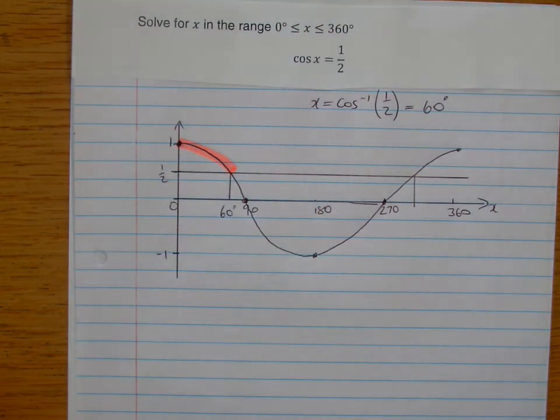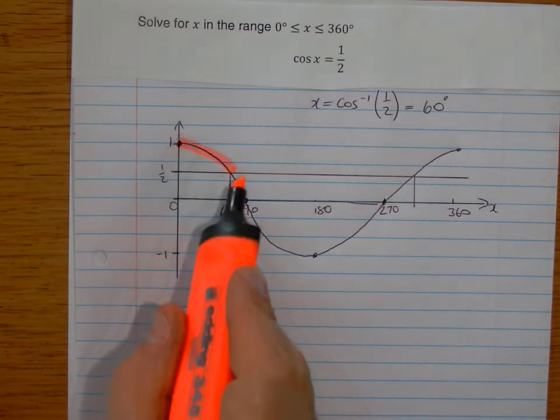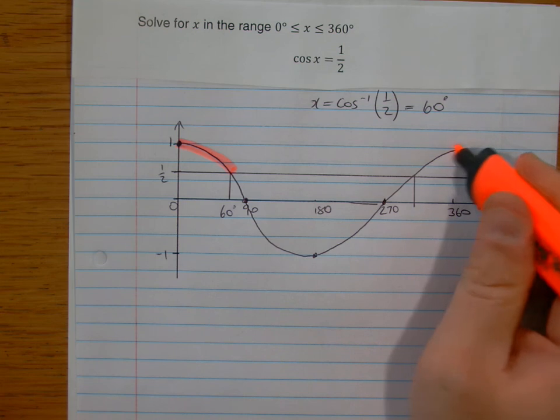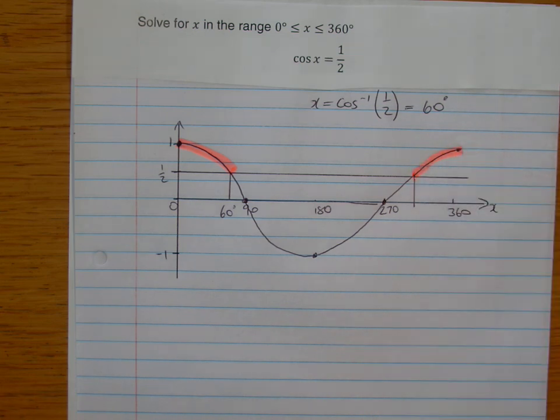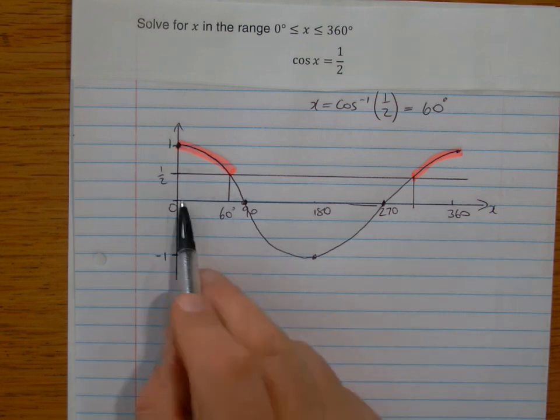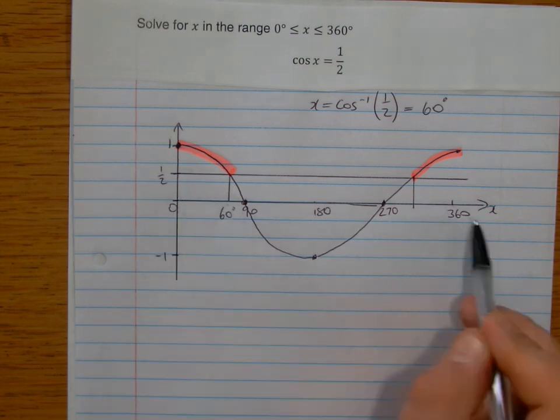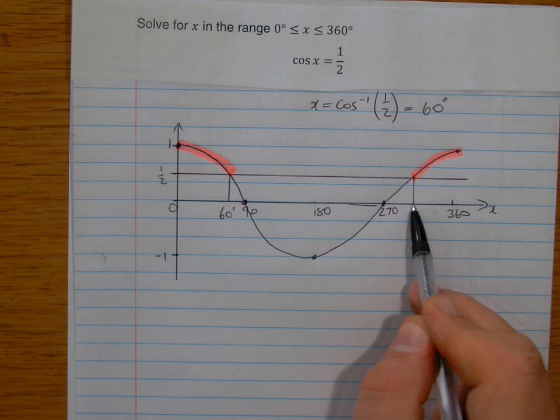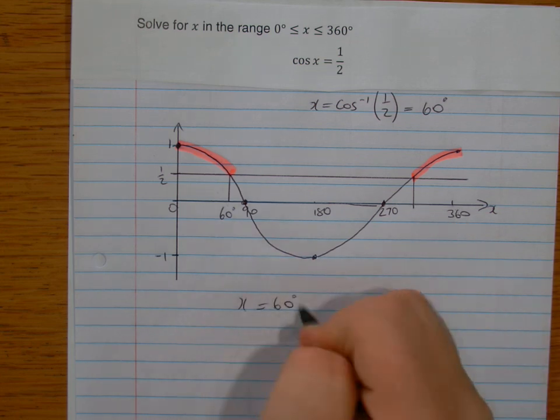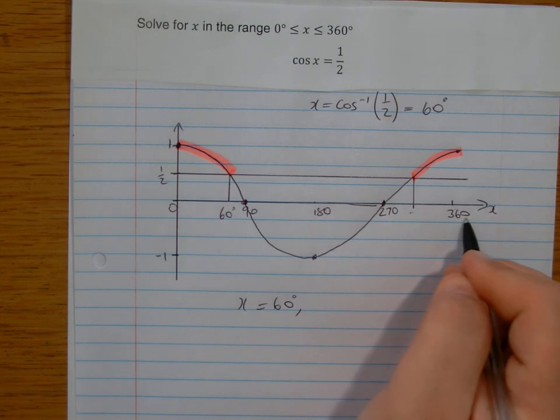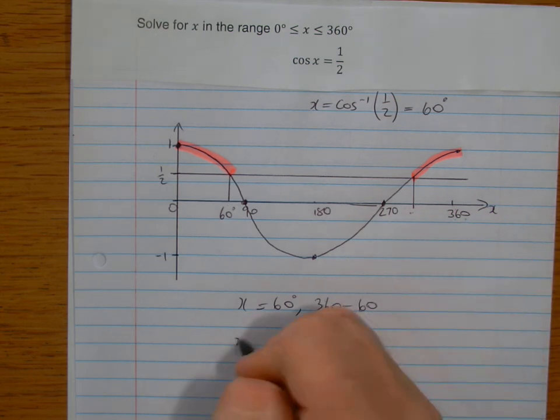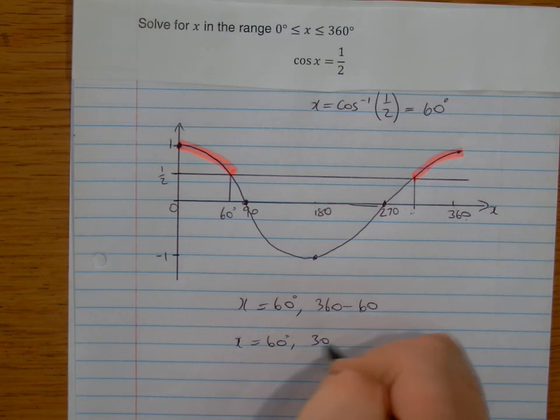To get to 60 degrees, that slope there of the curve is going across 60 degrees. It's exactly the same as this slope here, where it's going backwards 60 degrees, isn't it? So it's going 60 degrees across here, but this is going backwards 60 degrees from 360. So my first angle is 60, and the other angle there will be 360 take away 60. So I get 60 degrees and 300 degrees.